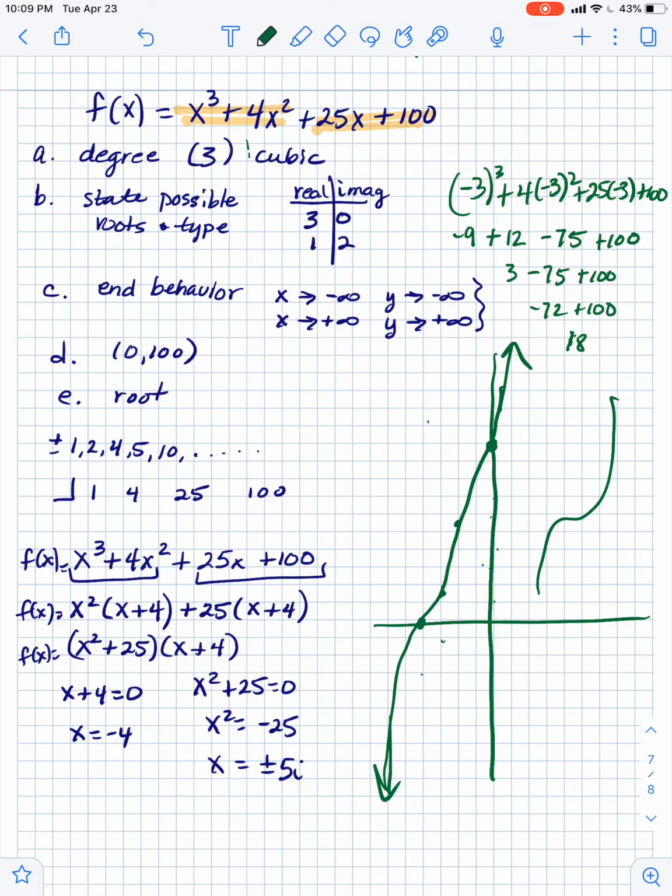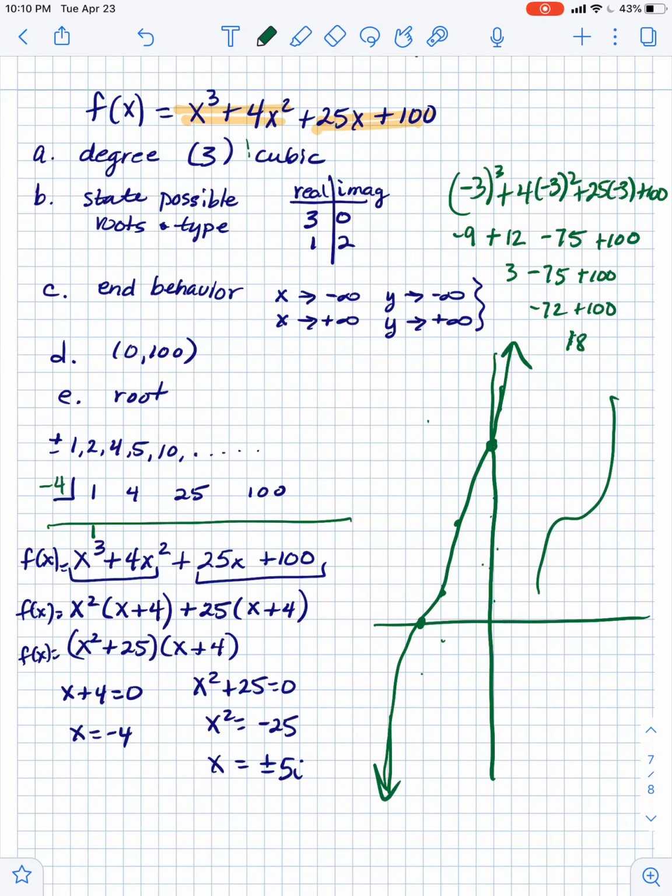So that is one that you could do by grouping, or again, you could do by the synthetic division. And since I knew negative 4 worked, we'll just do a quick check. Yep, it did work. Okay, so you could have also done that. Either option, it doesn't really matter. I'm good with either one of them. Okay, that is, again, your second x cubed.